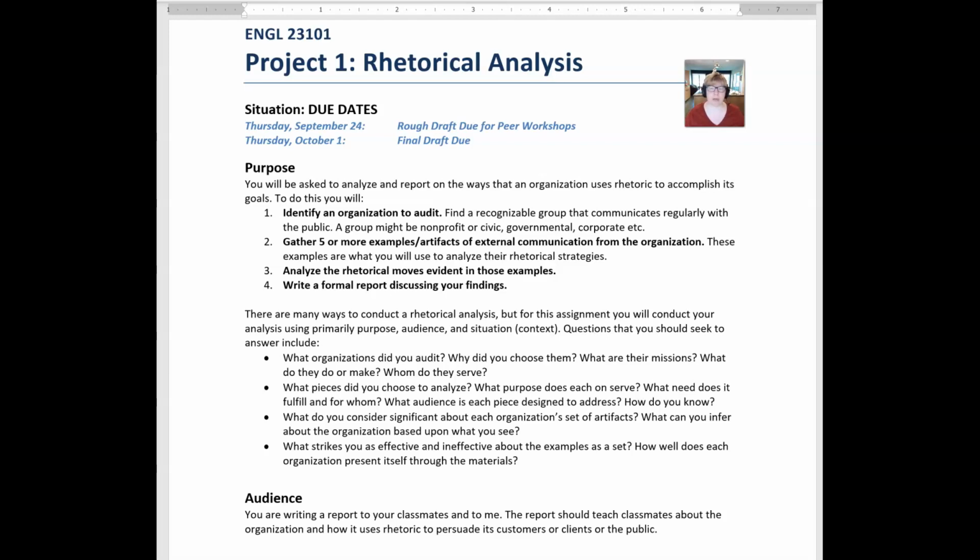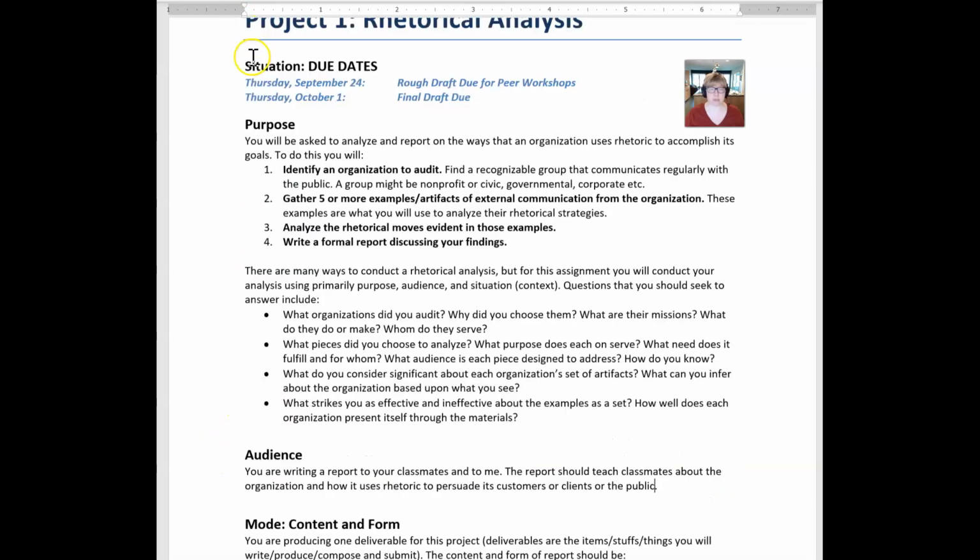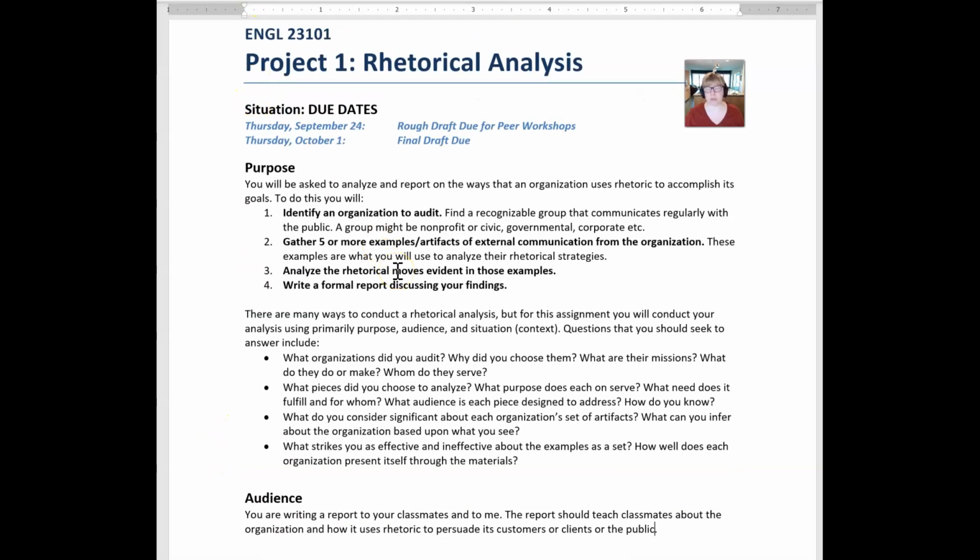So one thing I want to point out right away is that you watched the MAPS lecture last week, and all of my assignment sheets, I actually use MAPS, but in reverse order. You'll notice down here is mode, audience, and then here's purpose and situation. I do it in reverse order because usually the thing that people want to know right up front are what are the due dates, right? So here you'll notice in fall 2020 that the rough drafts are due on the 24th of September, and the final version is due on October 1st.